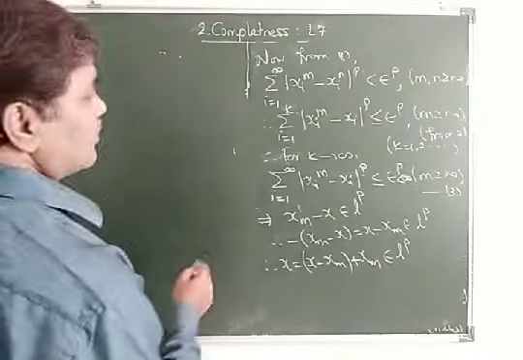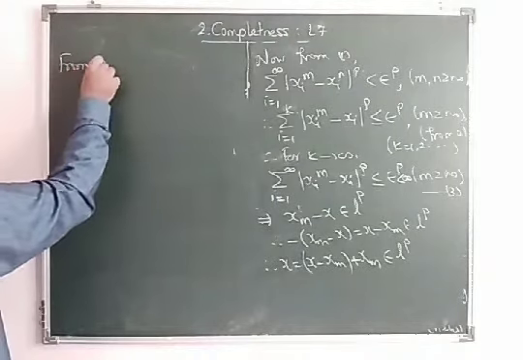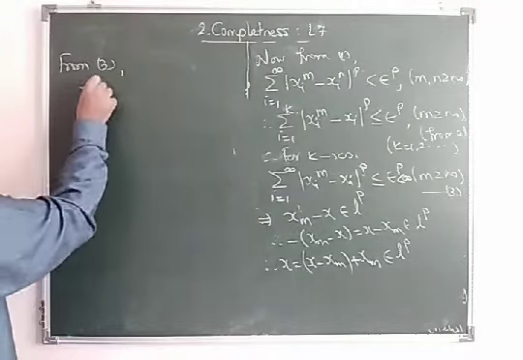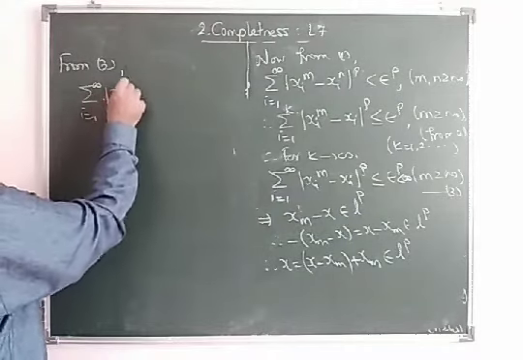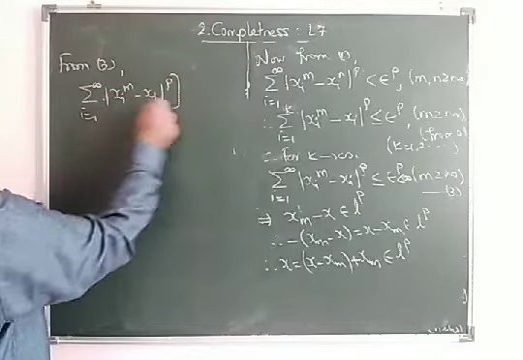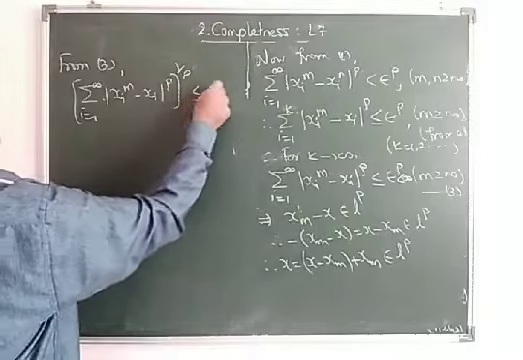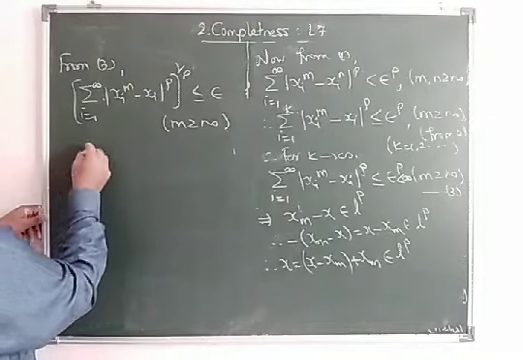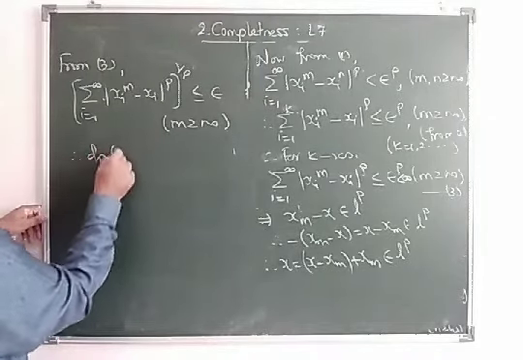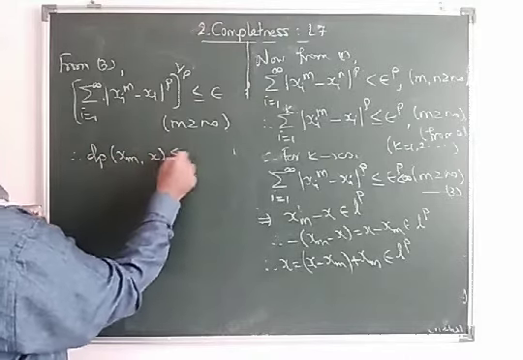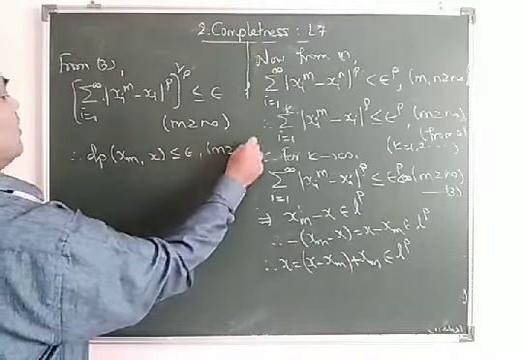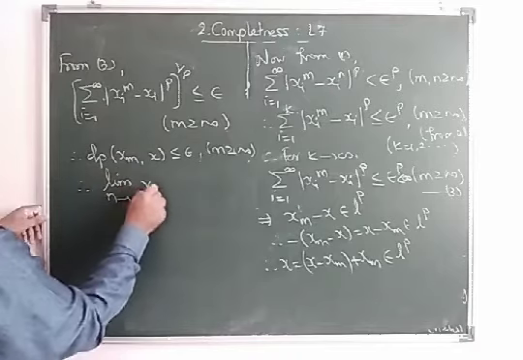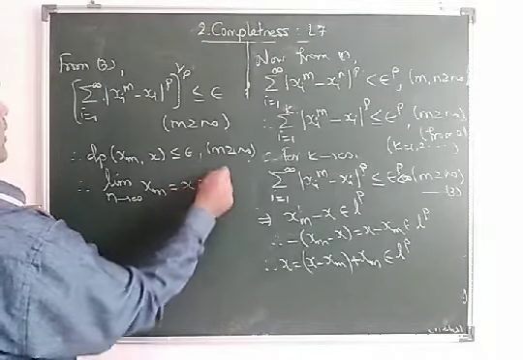From 3, we get the summation of i equal to 1 to infinity of (xim minus xi) to the power p, whole thing raised to 1 by p. This is less than or equal to epsilon for m greater than or equal to n naught. And this implies, therefore, dp of (xm, x) is less than or equal to epsilon for m greater than or equal to n naught. And therefore the limit of xm is equal to x, which belongs to LP.